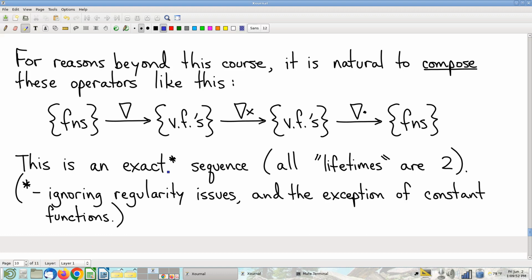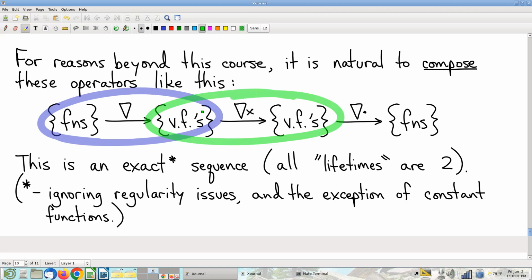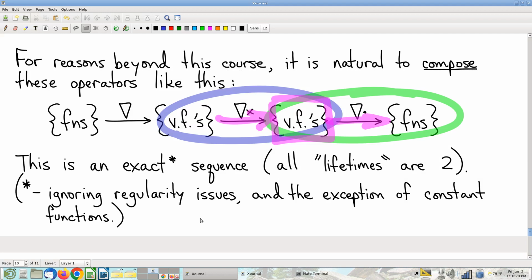This is an extremely sophisticated and deep idea that I'm only scratching the surface of at most. But the easy way to think about it is to think of gradient, curl and divergence as being like little Legos. You'll notice that they fit together like this. What comes out of the gradient operator is always a vector field. And a vector field is also what goes into the curl operator. So these pieces fit together. And likewise, what comes out of the curl operator is the same kind of critter that goes into the divergence operator.